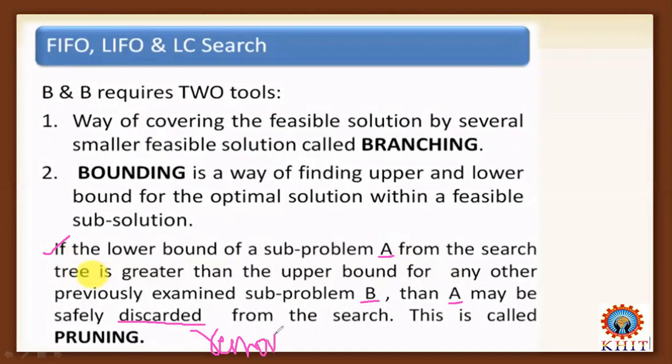Subproblem A is to be removed if the lower bound of A is greater than the upper bound of any previously examined subproblems. In this case, simply remove or discard subproblem A. This type of searching is called pruning.